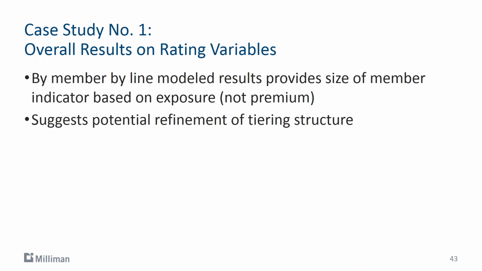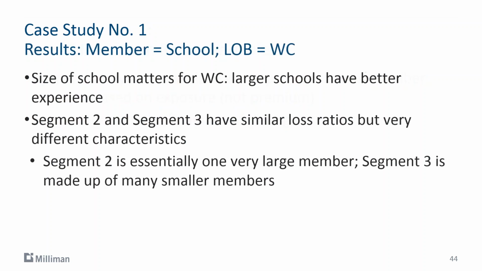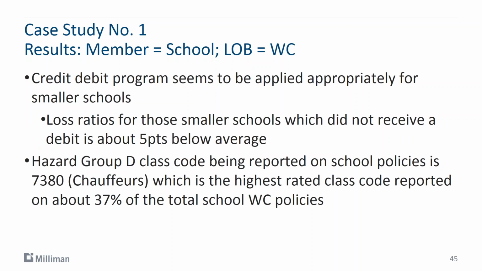By member, by line model results, again, provides that size of member is an indicator, but based on exposure, not on premium. And we suggested some refinements to their tiering structure. And then we go into this case study that was sort of the overall. The case study looks at and makes recommendations or observations for each member type, for each line of business. So this is school, work comp, talks about size of school matters, different segmentations, different observations that we had.